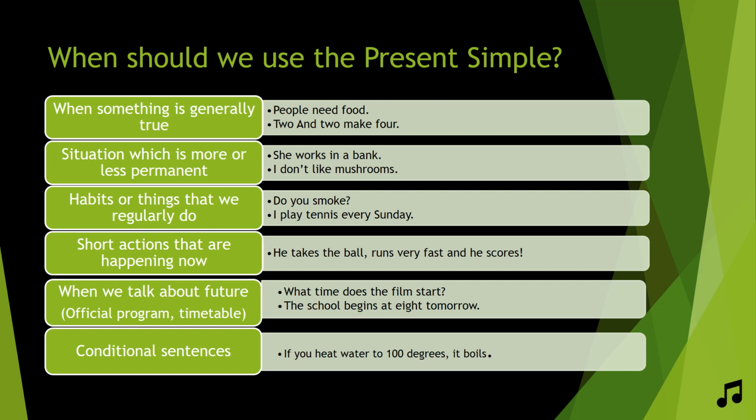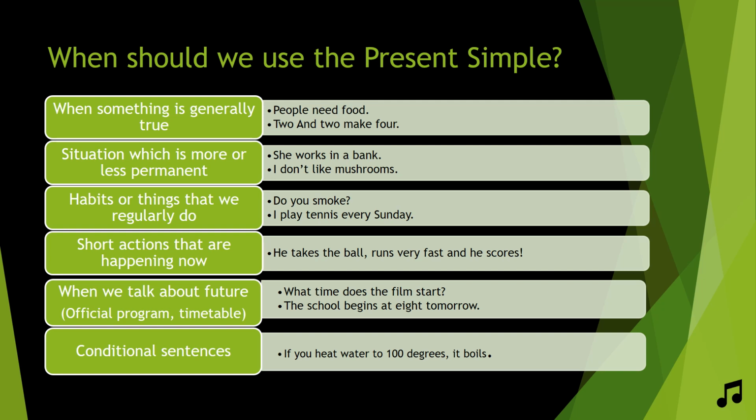Next is habits or things that we do regularly. Do you smoke? So this is something where I am asking about a habit. So it can be a regular thing. Next is I play tennis every Sunday. So this is also a routine which I do every Sunday. Next is short actions that are happening now. He takes the ball, runs very fast and he scores. So basically we use present simple tense when something just happens and just gets over.